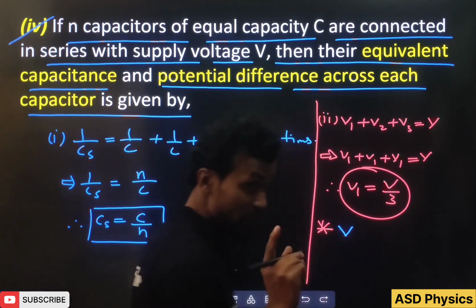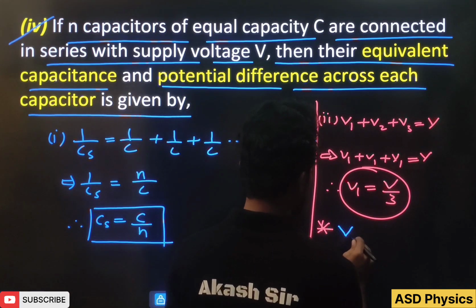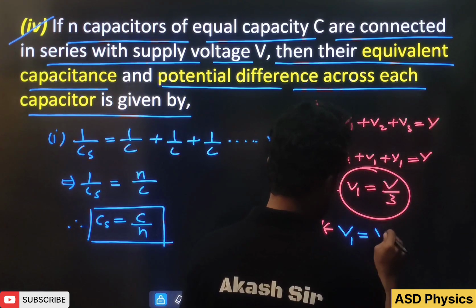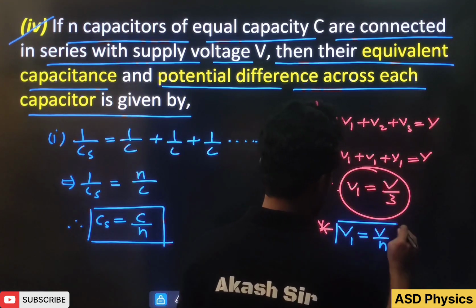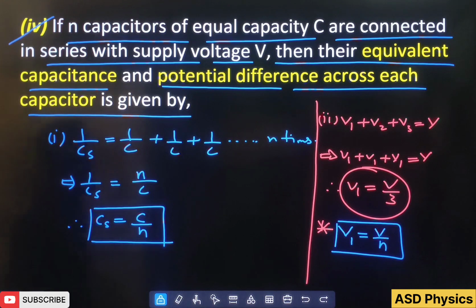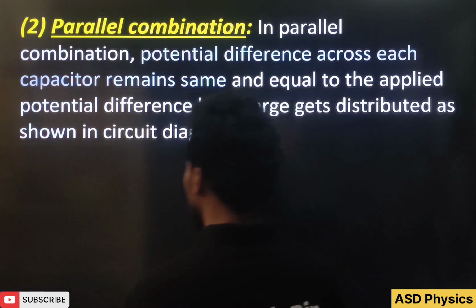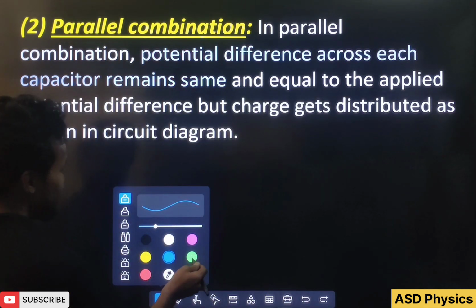But if N capacitors are there, then for N capacitors, V1, V2, V3, up to Vn, all of them will be V by N. So you can see very well, the capacitance will become C by N, and the potential will become V by N. Okay, great. Now we are going to move on to the next one.